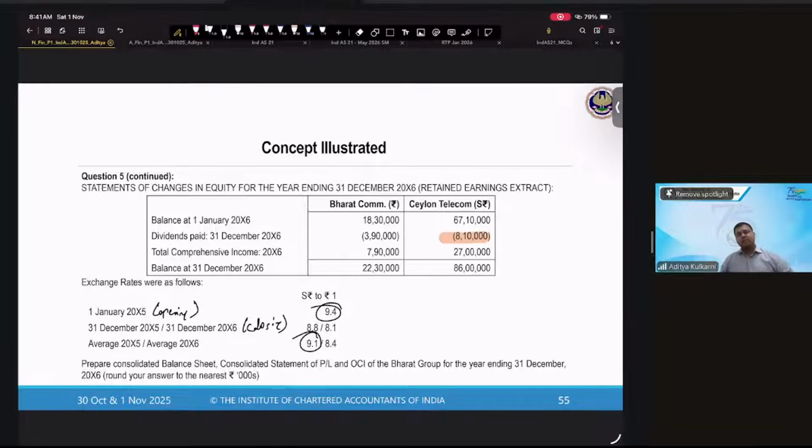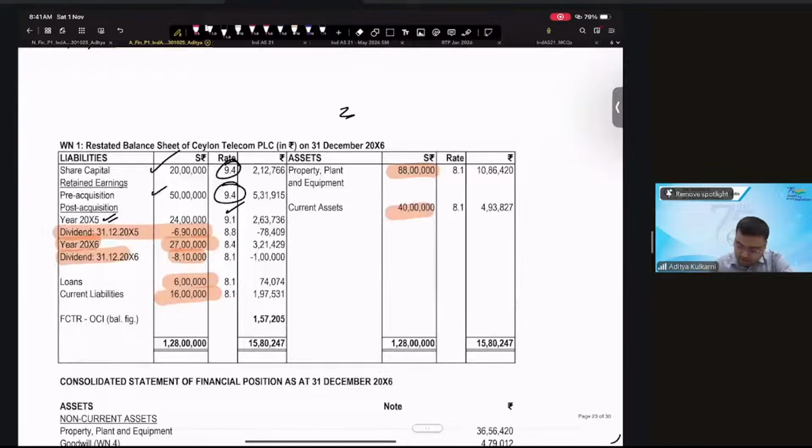If it is hitting your bank account, will your bank give you an average rate for debiting your account, or will it use a specific rate on the date of transaction? Don't call it closing rate now. Call it the rate on the date of transaction. It is coincidentally coming on 31st December 20x5, which becomes your closing rate. Is it okay? So 6 lakh 90 divided by 8.8.